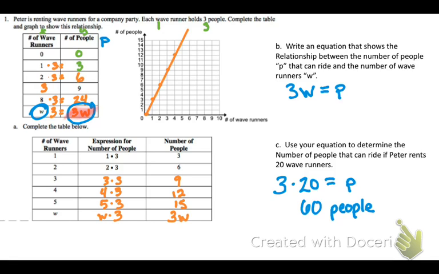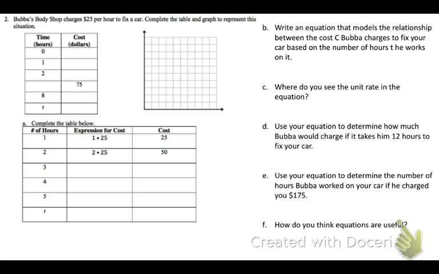All right. Now let's look at this one. Bubba's Body Shop charges $25 per hour to fix a car. Complete the graph to represent this. Well, I see right here that says $25 per hour. So I know for 1 hour, it's going to cost me $25. If I have 0 hours, it costs me 0 money. If I do 2 hours, it does 50. What am I timesing by here? Well, let's look at this. 1 times something will get me to 25. Well, that something must be 25. Okay. Now go through and fill out both of these tables.